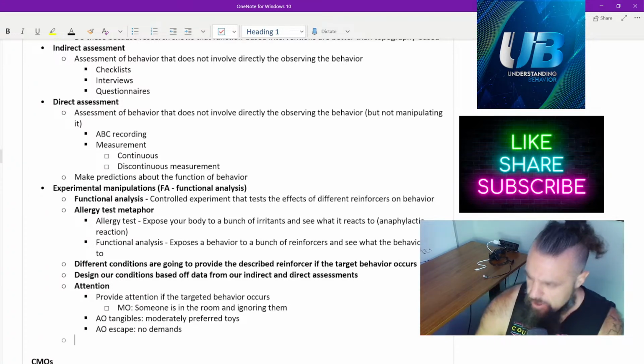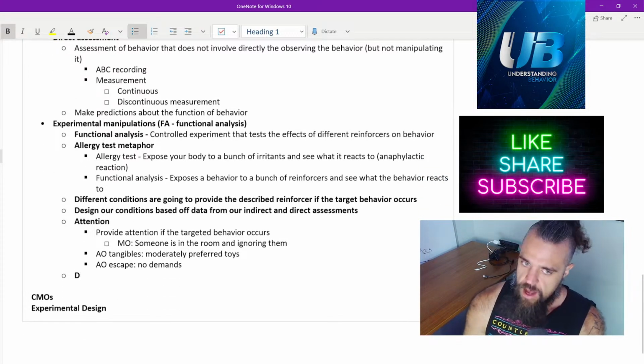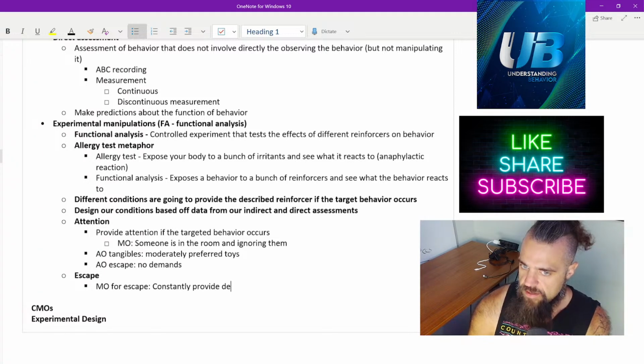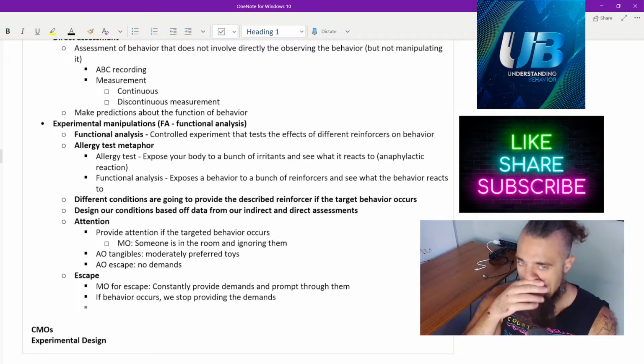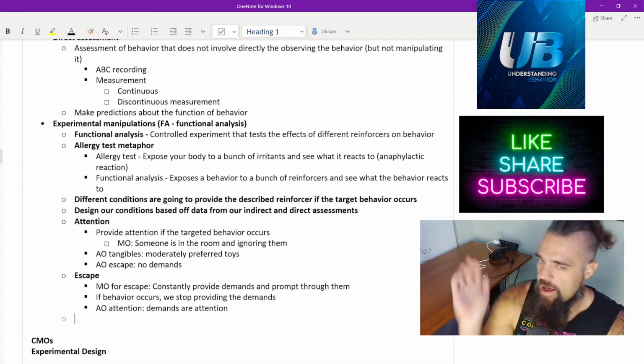So that's our attention condition. We're gonna breeze through the last few so we can get through it. We have our escape condition. What we're gonna do is provide an MO for escape. So we're gonna constantly provide demands and prompt through them. And then if behavior occurs, we stop providing the demands. So we got that negative reinforcement there. And then in this one we provide an AO for attention. It's like the demands are the attention. And usually we don't bother with an AO for tangible here.